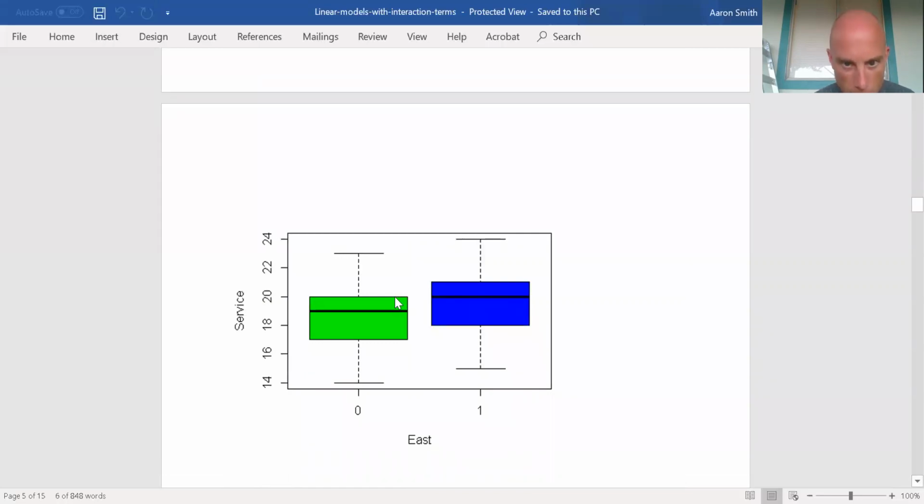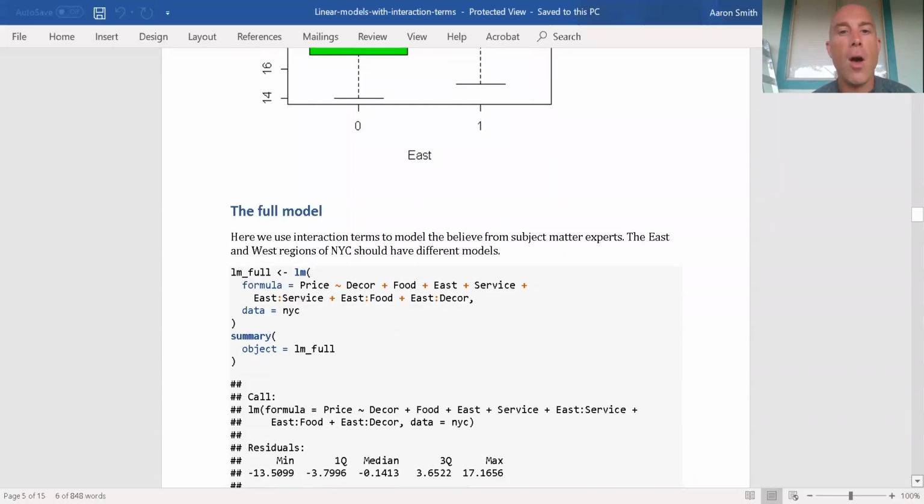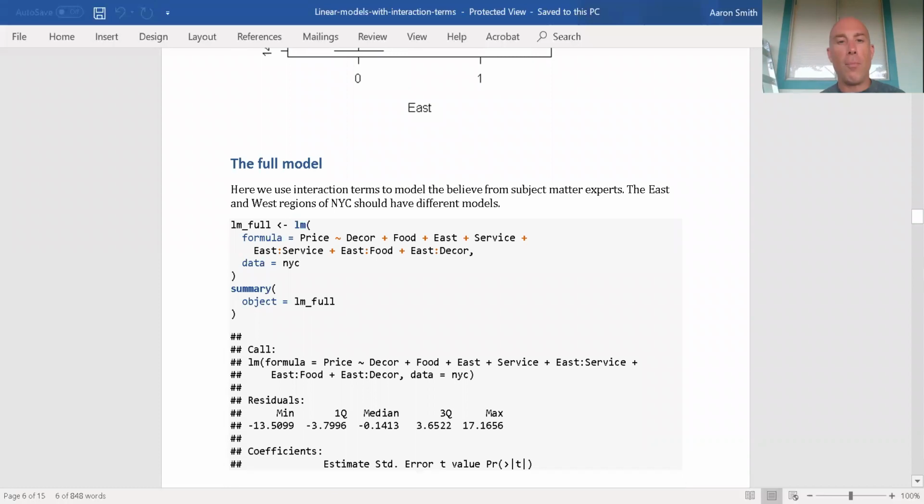And a little bit closer, but these are close enough that for service, I think it's probably about the same. All right, so now we're going to build the full model. This model is given by the textbook. This is why I went with it, because the scenario of subject matter experts is fleshed out inside the textbook.